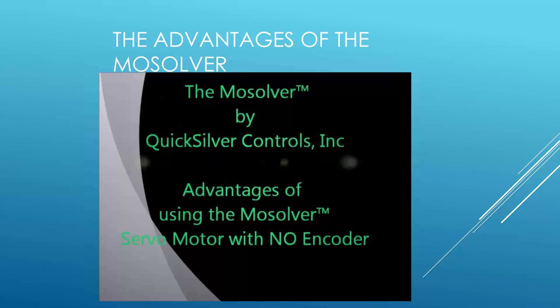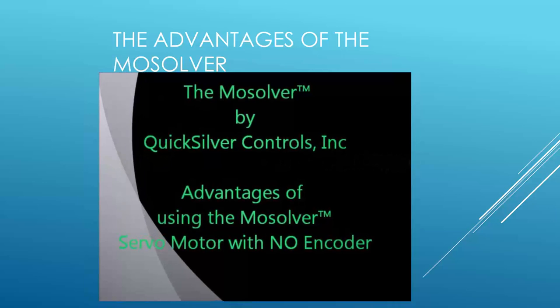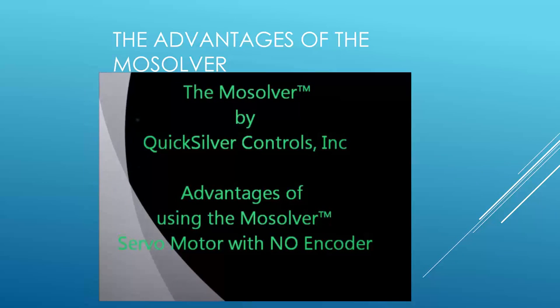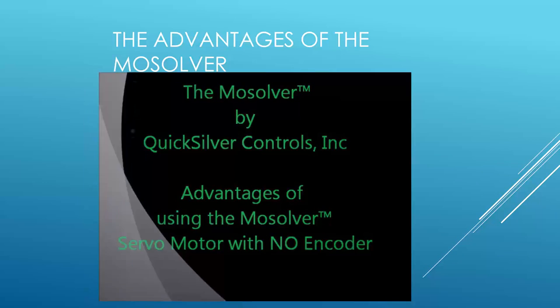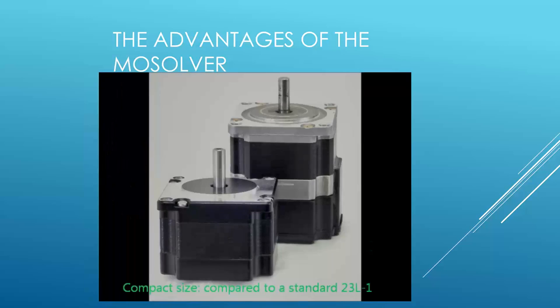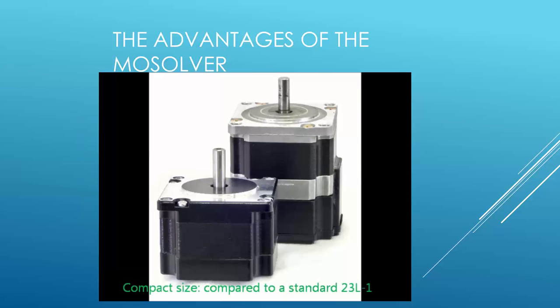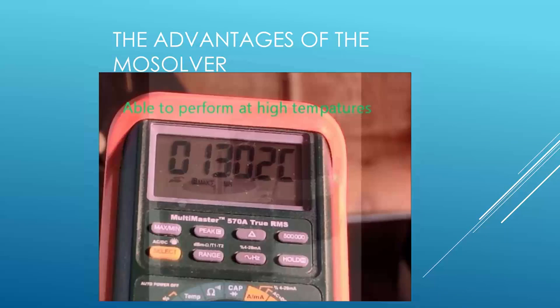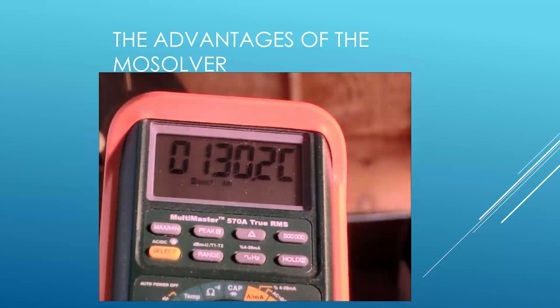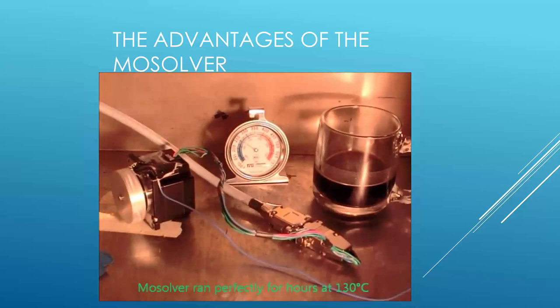Let me give you a quick picture of this guy in motion. You can see we save a lot of space by not having to have the encoder and protection for the encoder behind the motor. Here we're running at about 130 degrees C. We actually evaporated all the water in the cup while this was running, and it's having no problem with temperature.